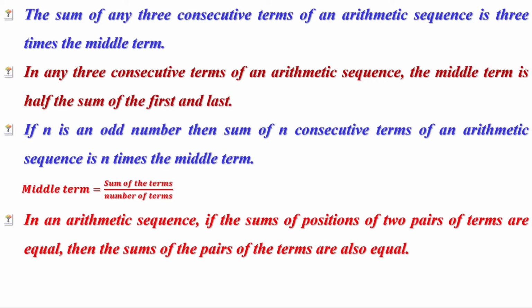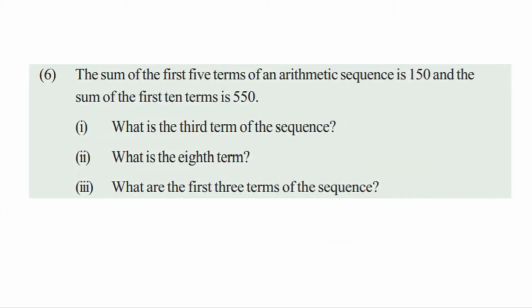And we have some homework. Let us check the answers. The first problem: the sum of the first 5 terms of an arithmetic sequence is 150 and the sum of the first 10 terms is 550. What is the third term of the sequence? What is the 8th term? What are the first 3 terms of the sequence?